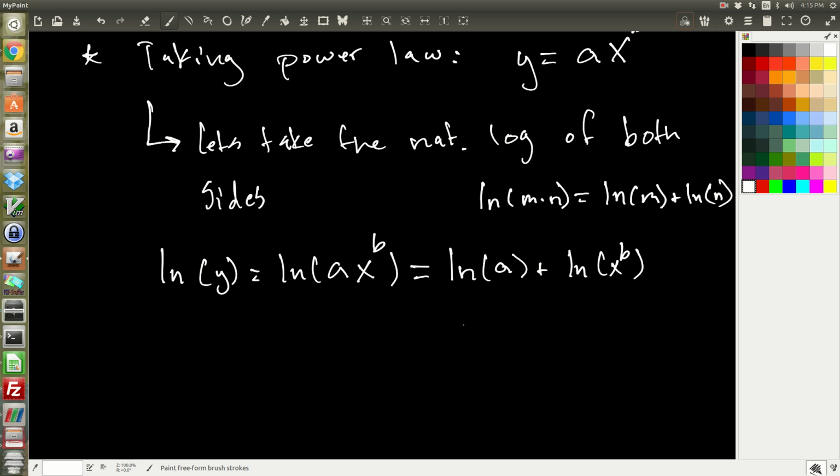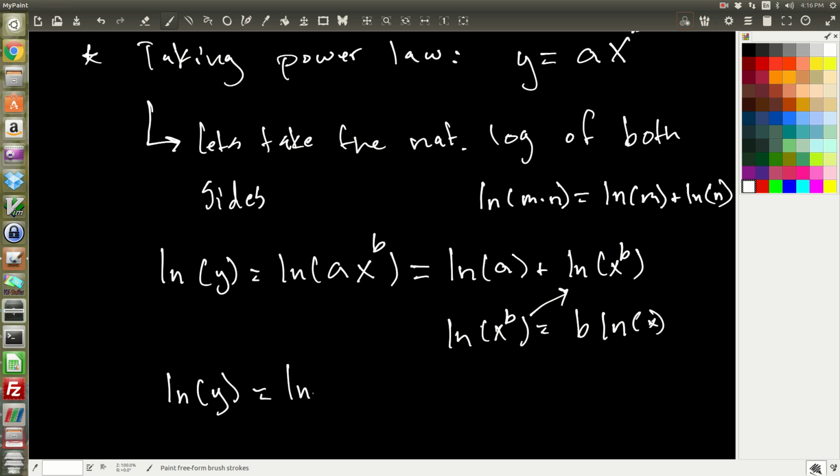Now there's also another property of exponents and logarithms, such that we can say the natural log of x raised to the b is just equal to b times the natural log of x. So taking that into account, we can come up with our final equation. Ln of y is equal to the natural log of a plus b times the natural log of x.